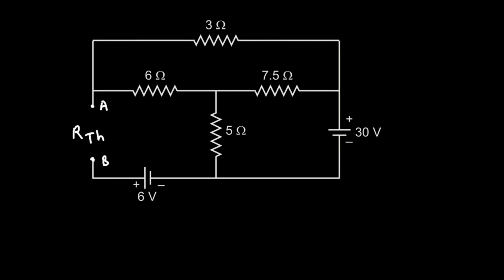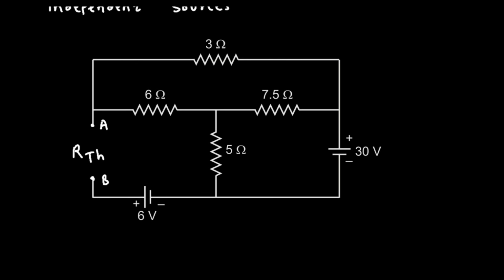Now we have to turn off all the independent sources. Here, this is a voltage source, and this is also a voltage source. So these two will be replaced by a short circuit, because when we turn off a voltage source we replace it by a short circuit, and when we turn off a current source we replace it by an open circuit. Now we can clearly see this 5 ohm is in parallel with this 7.5 ohm.